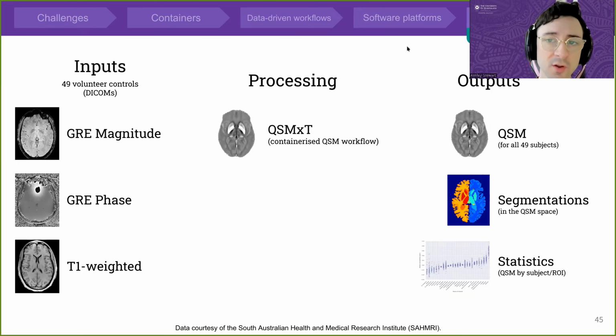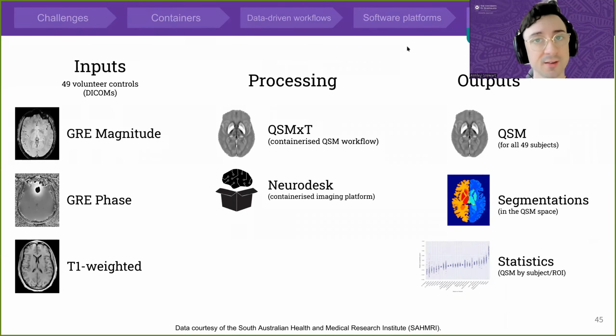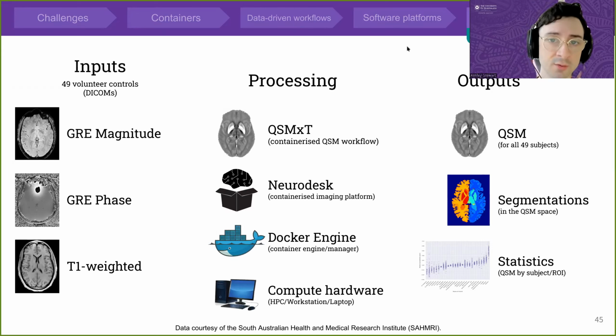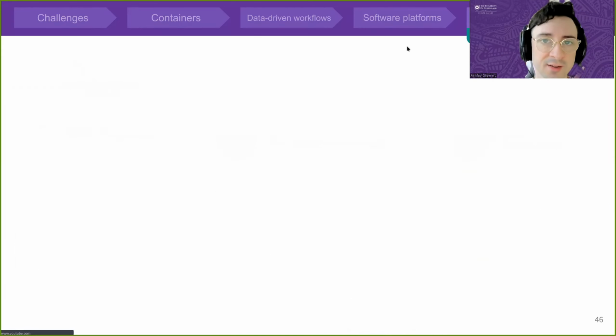Well, for this, we'll use QSMXT, our containerized QSM workflow, which we will run within NeuroDesk, our containerized imaging platform. This will be run using the Docker container engine running on some compute hardware, which could be an HPC, a workstation, or even a laptop. Now, I'll walk us through some of this process just to show you how this could actually be done practically.